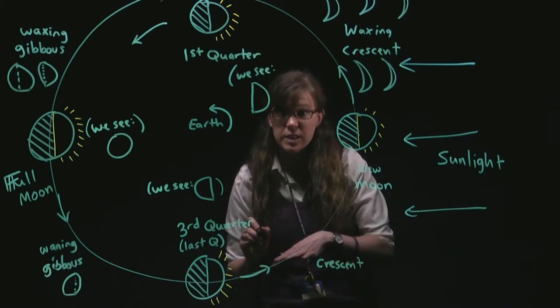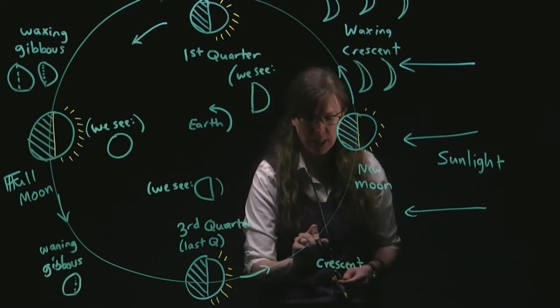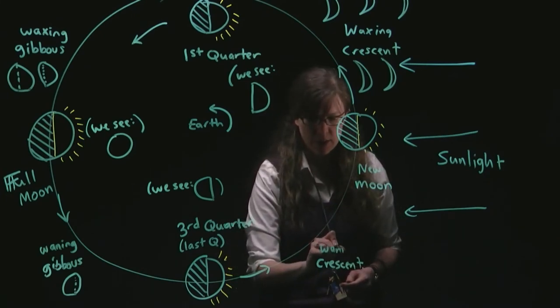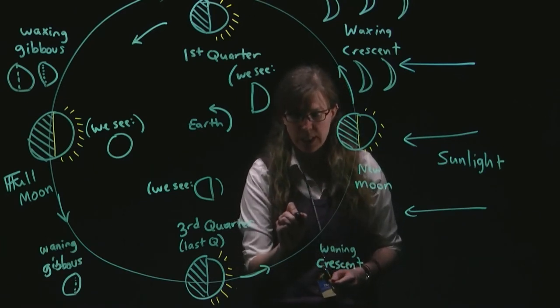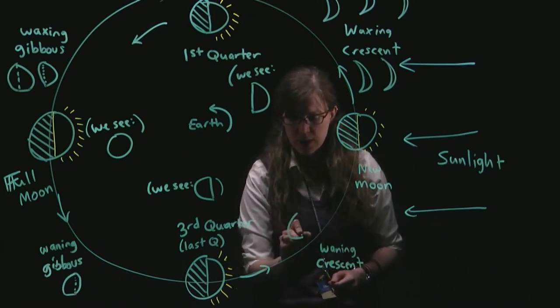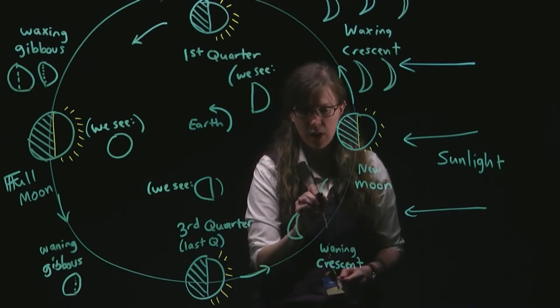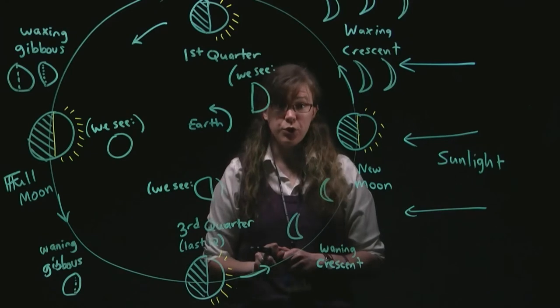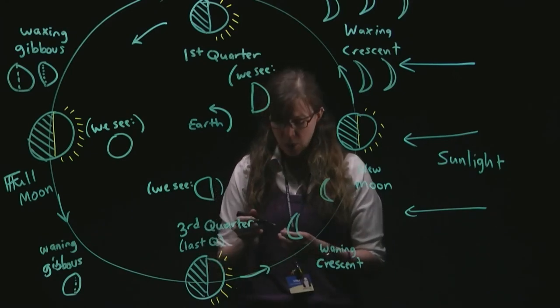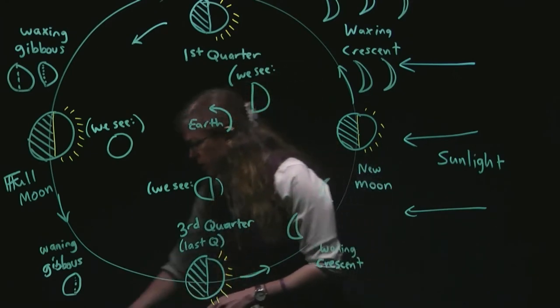And because less of it is illuminated from one night to the next, it would be a waning crescent. And so what we would see is a smaller and smaller sliver of what we can actually see illuminated until we got over to new moon.